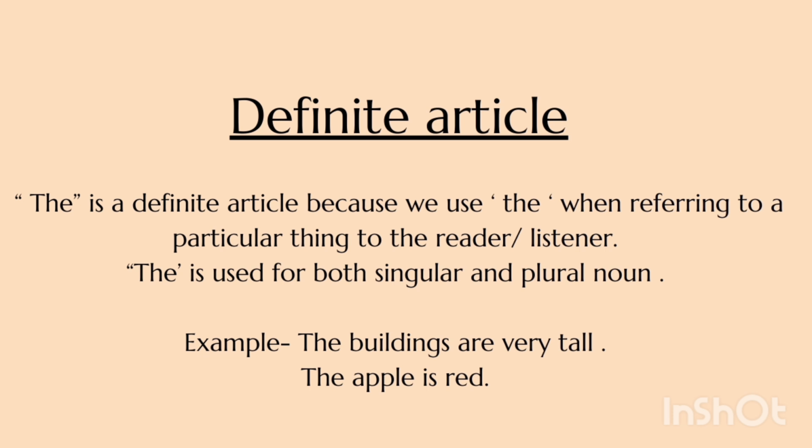Now let's learn the second type of article, which is the definite article. The is a definite article because we use the when we are referring to a particular thing known to the reader or listener. The is used for both singular and plural nouns. If we take the examples, the buildings are tall. Buildings, we are talking about more than one building, and we use the because we are definitely talking about those buildings. The second example, the apple is red. We are talking about a particular apple, and here it is the singular noun apple. So here we are again using the.